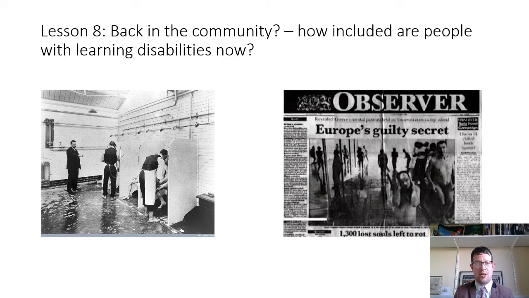The picture on the left shows the sort of medicalized, sterile, and I think inappropriate care of people with learning disabilities in Britain. The picture on the right isn't from Britain, it's from Greece, but it shows a shocking exposé of the conditions inside a hospital in which people with learning disabilities were being housed in Greece.